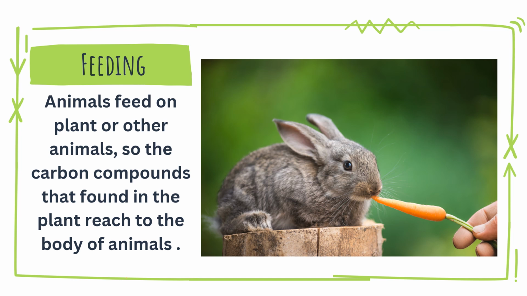The second process is feeding. When animals feed on plants or other animals, the carbon compounds found in the plants reach the body of the animals. And if an animal eats another animal, the carbon atoms found in this animal reach the other one.